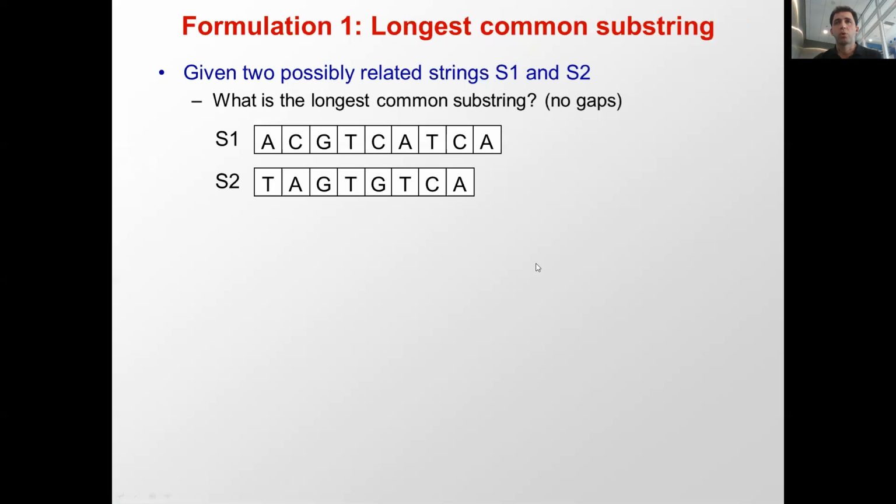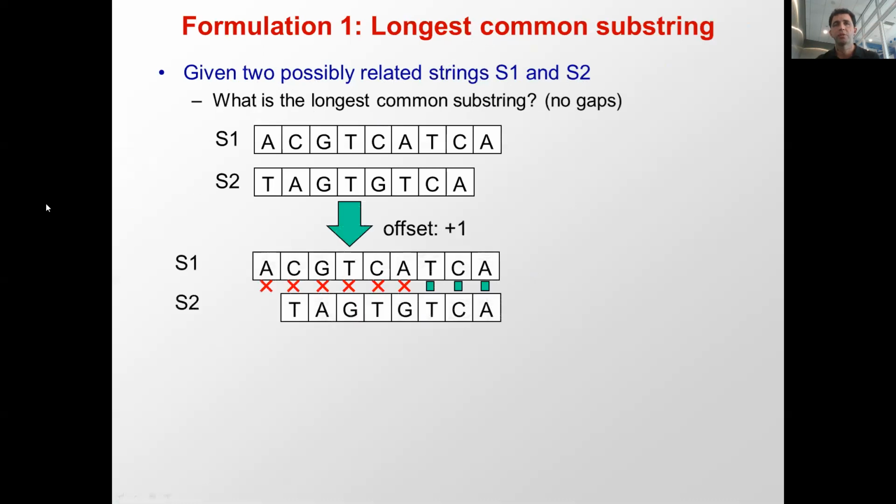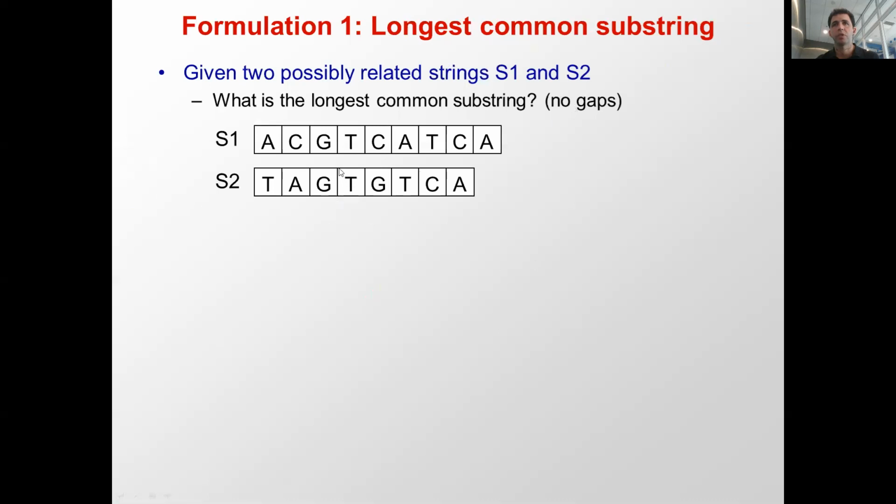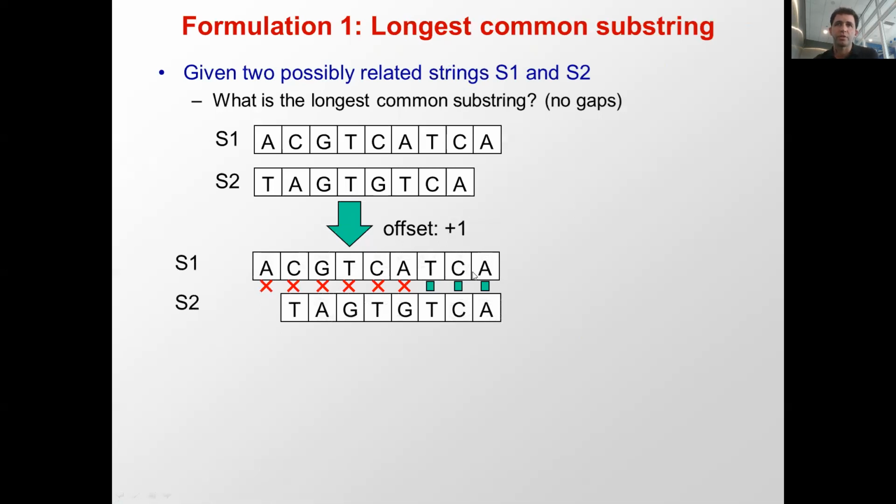So let's walk through these processes to basically formulate the problem of sequence alignment. First, let's talk about the longest common substring. Given two possibly related strings, S1 and S2, what is the longest common substring, assuming that there are no gaps? In this particular case, you see GT is a length two substring, but then TCA is a longer one. So if we offset by 1, then we get TCA. Can we do better?